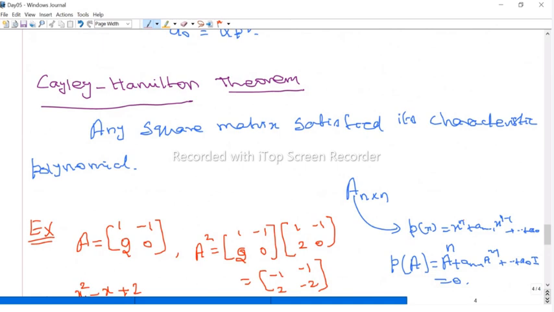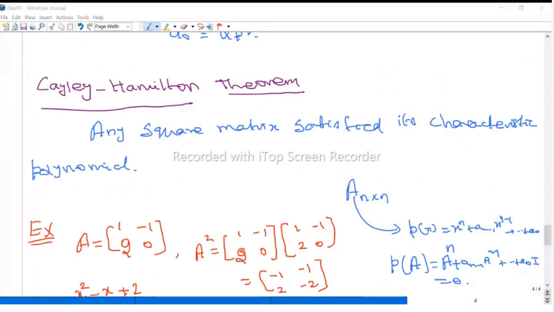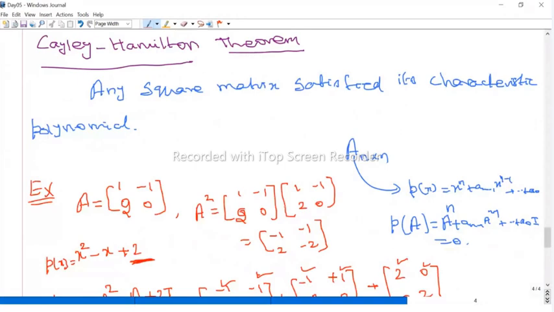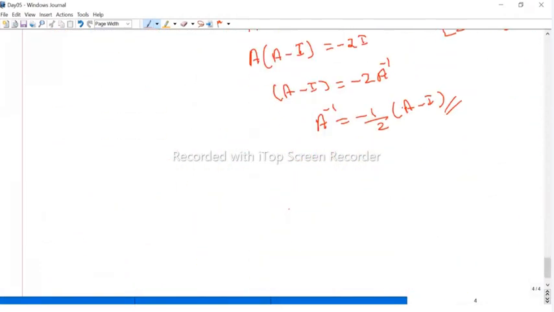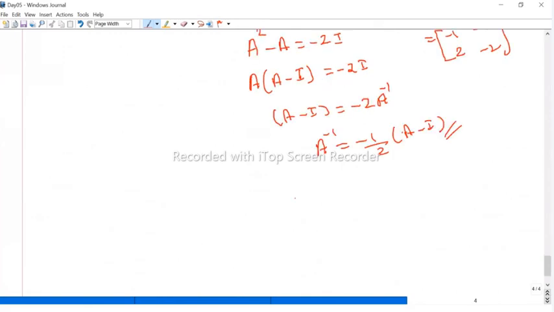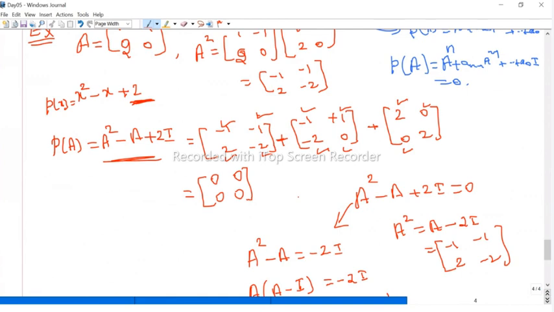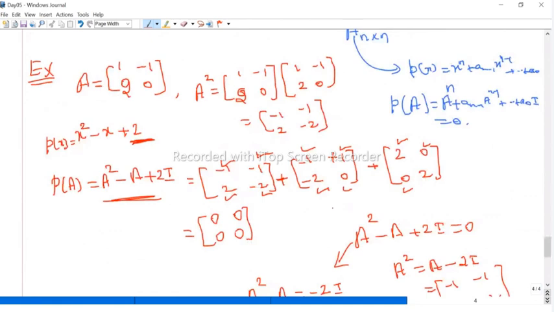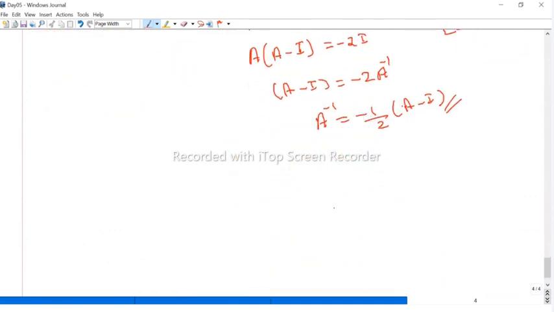Cayley-Hamilton theorem: any matrix satisfies its characteristic polynomial. Given any matrix, we have a polynomial, right? So this polynomial x square minus x plus a is satisfied by A. Therefore, A satisfies a second degree polynomial. Is this the minimum degree polynomial? Need not be. Maybe we can find some other polynomial, maybe a first degree polynomial, where we get A as 0. So that is called a minimal polynomial.